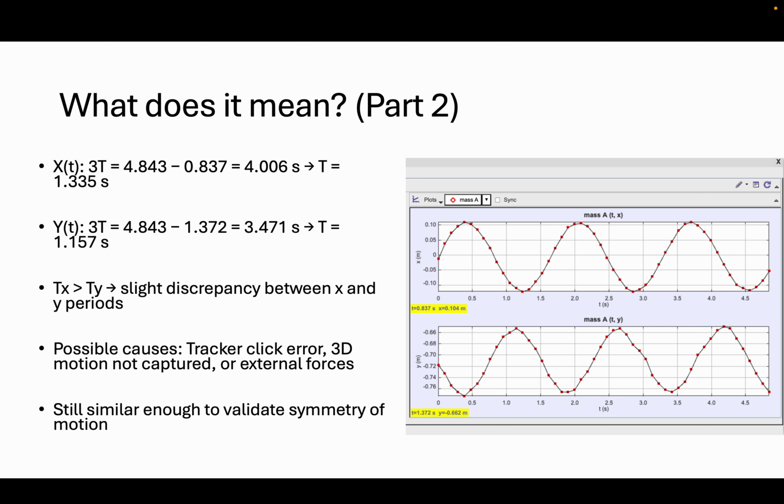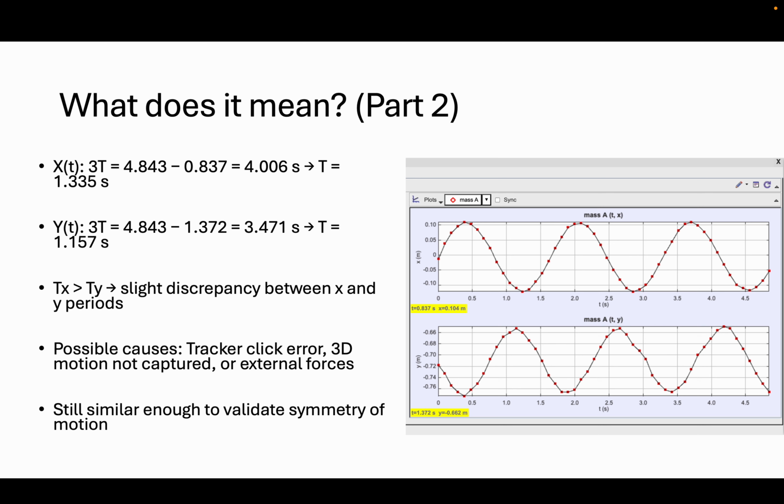Now let's estimate the period of oscillation from both the x and y position graphs in Tracker. For the x direction, we see that it takes from 0.837 seconds to 4.843 seconds to complete 3 full cycles. That gives us a total time of 4.006 seconds, so the average period is about 1.335 seconds.